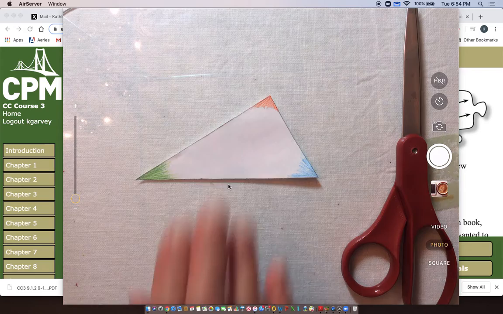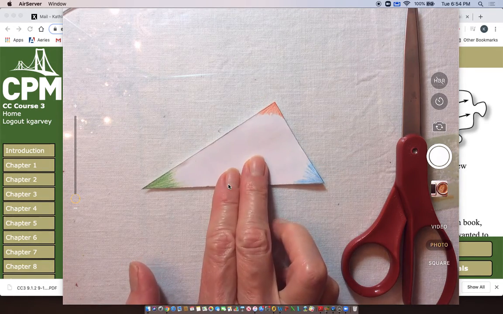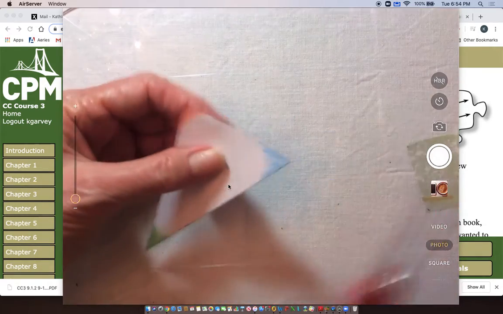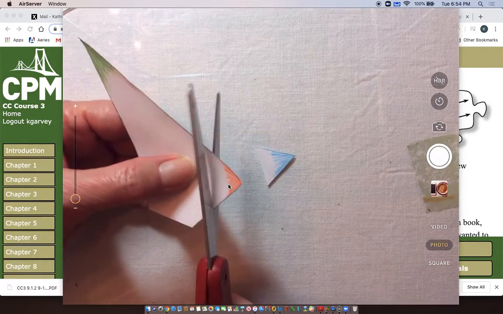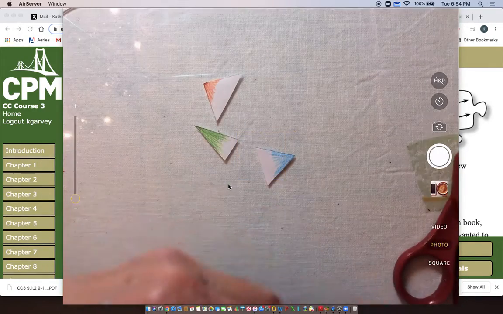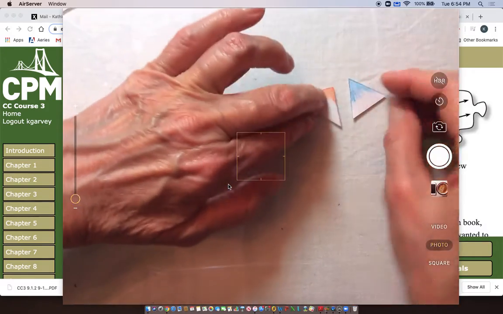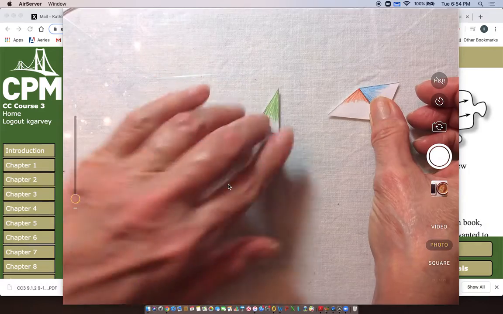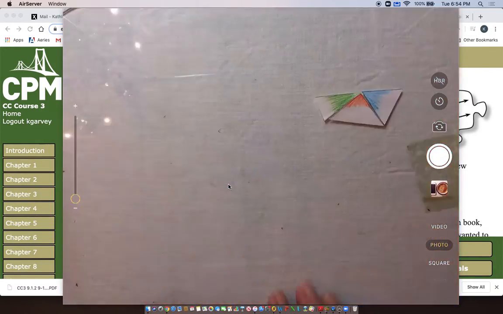The first thing that I'm going to do is find out what happens when I add up all the angles of this triangle. So rather than measure it, I'm just going to cut off all the corners of this triangle and then line them up and see what happens. So I've cut off the corners, and every corner was a different color. So now I am lining up all the corners.